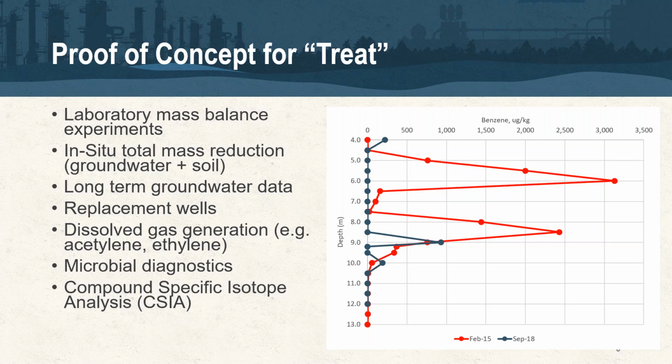And so when we talk about total mass reduction, we're looking at projects where we've got pre and post soil and groundwater data. So here's an example. Now this is a hydrocarbon site.